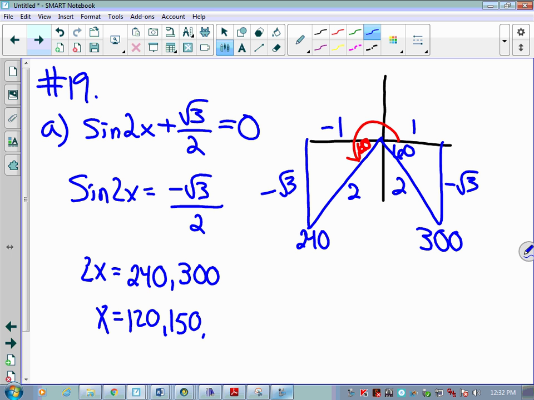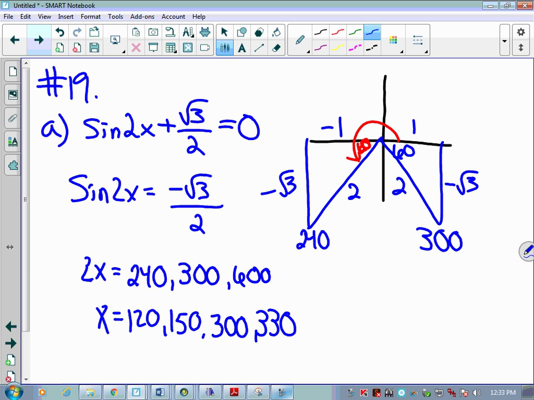So we're going to take 240 plus 360, 600, and it's going to give us 300. We could do 300 plus 360. It gives me 660, divided by 2 is 330, which still fits in. So we get those four. Let's check and see if those answers are right.